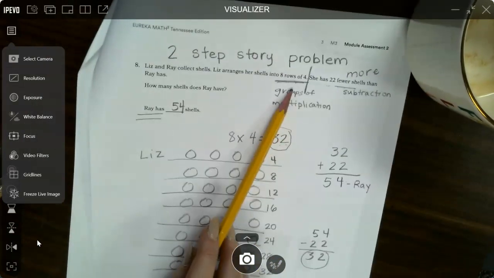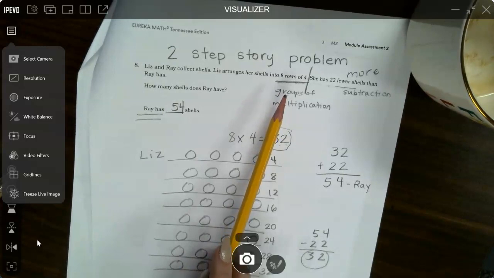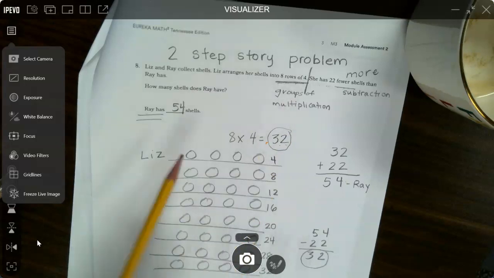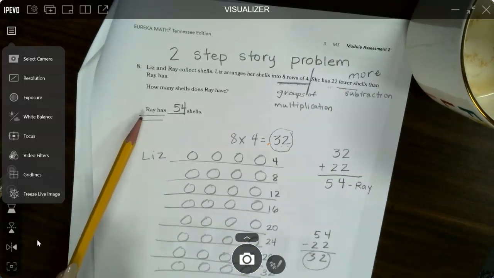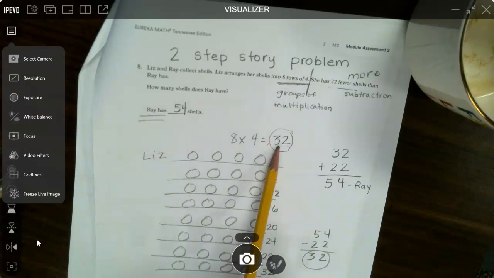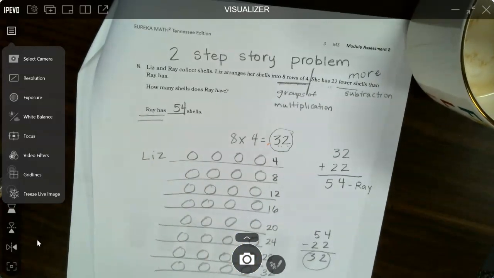With these two-step story problems, the key is really reading and trying to visualize what it is that they're asking and who they are asking for information about. So there were 2 different people in here. I'm not trying to find out how many shells Liz has. Instead, I'm trying to find out how many shells Ray has. So just reading carefully, that would be the main hint there.